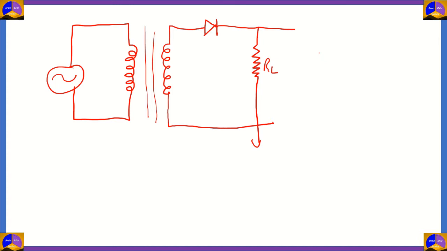So this is the diagram of a half-wave rectifier. As you can see, here we use only one PN junction diode, so if the polarity changes, then the biasing of the diode becomes reverse, in which there is no flow of current across RL because the diode has infinitely high resistance.